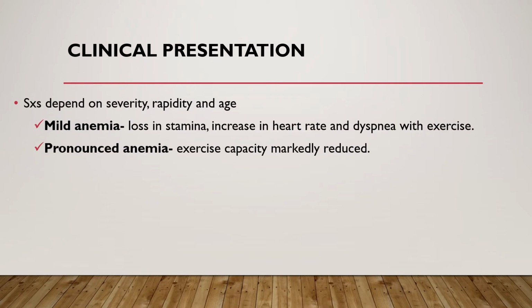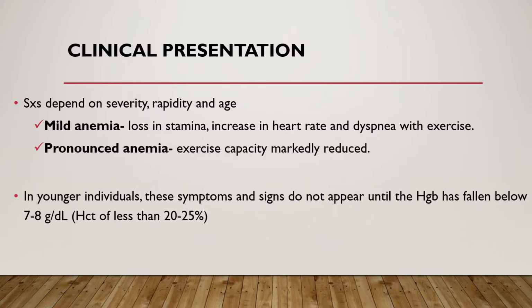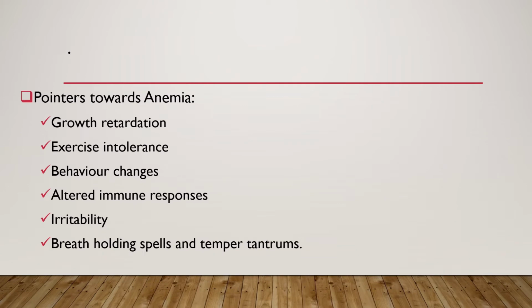The clinical presentation of anemia is dependent on the severity, the rapidity, and the age of the patient. For example, mild anemia can cause loss of stamina, increase in heart rate, and dyspnea with exercise, and this is due to compensatory mechanisms by the heart. Pronounced anemia can cause a marked decrement in exercise capacity. In younger individuals, the symptoms and signs of anemia do not appear until the hemoglobin has fallen below 7 to 8 grams per deciliter, or hematocrit of less than 20 to 25%.